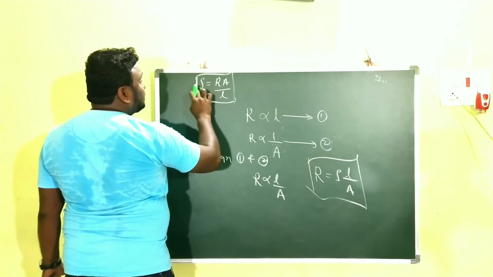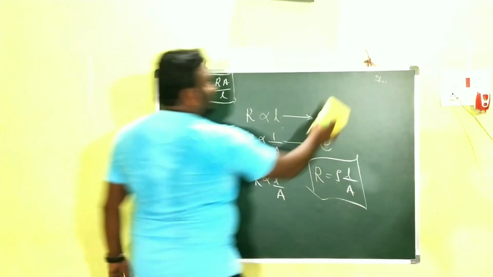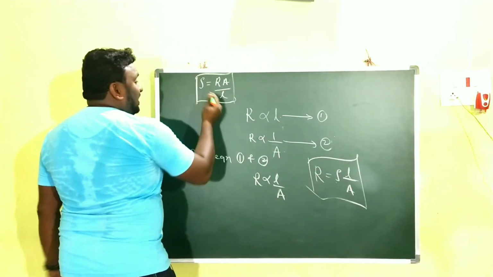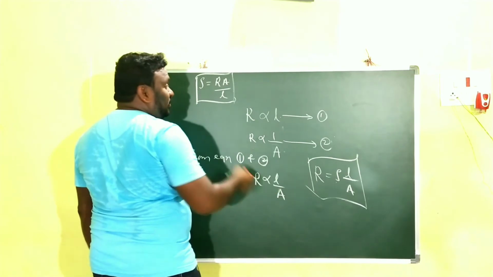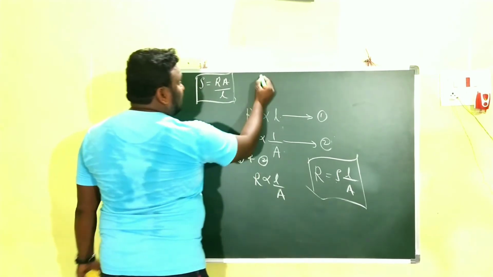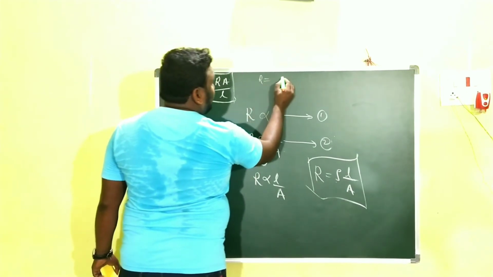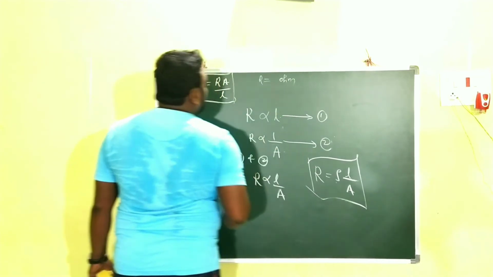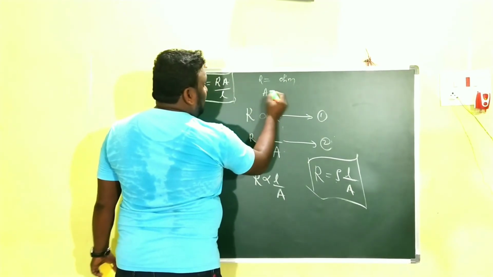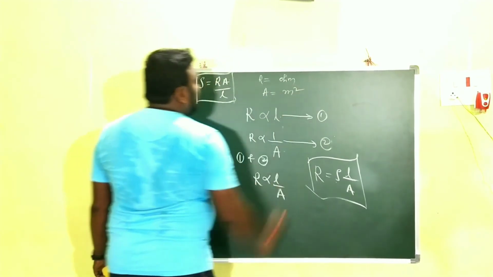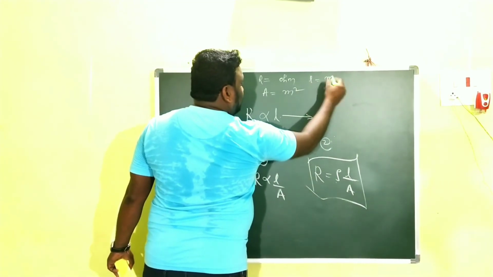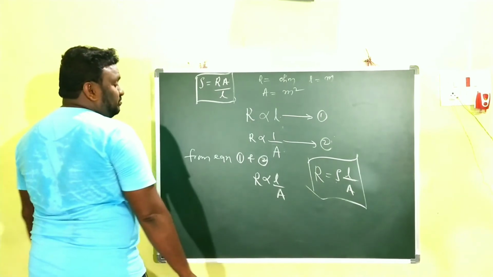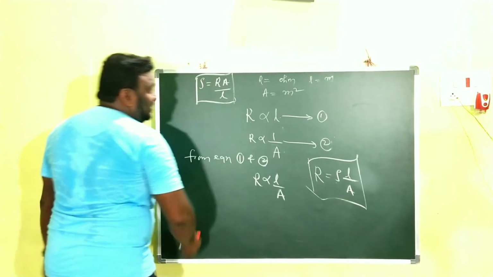How can we write the units of resistivity? Rho is equal to RA by L. From that, I am going to write the units of rho. What is R? R is resistance. The unit is ohm. And what is A? Area of cross section. The unit is meter square. And what is L? Length, which is measured in meters. Now I am going to write the units.